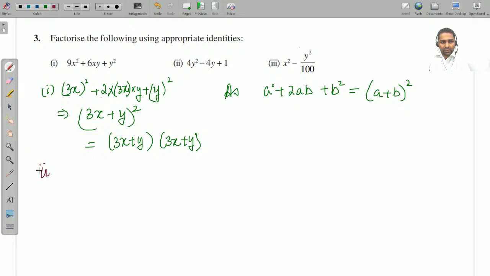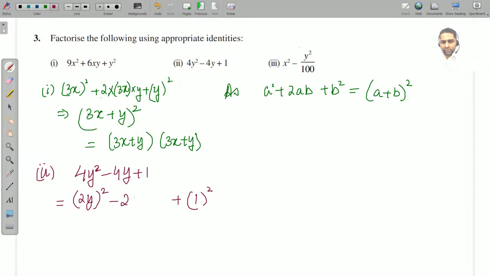Coming over to second part now. 4y square minus 4y plus 1. Same technique. Okay, similar question. So 4y square can be written as 2y whole square minus, you just leave some space over here, and 1 square. So minus 2ab. So twice of what is a over here, you can see that is 2y times b is 1.